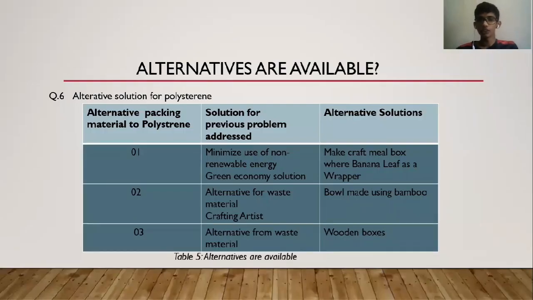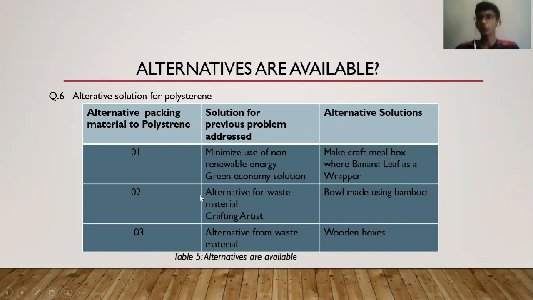Here, the solution for the previous problem addressed is to minimize the use of non-renewable energy. From the first alternative, we can minimize the use of non-renewable energy as well as provide a green economy solution. By that solution, we can make a craft meal box where banana leaves are used as a wrapper.